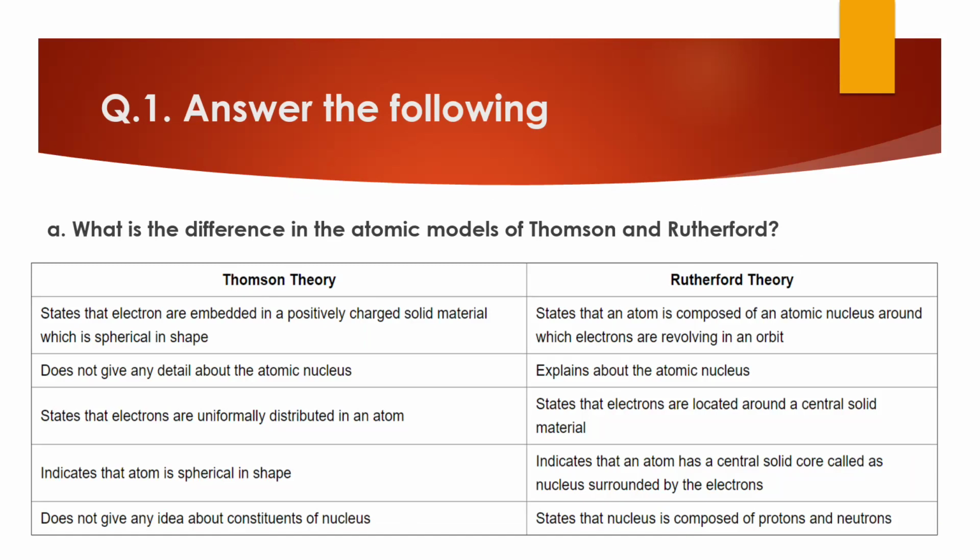model. In Thomson's atomic model, electrons are embedded in a positively charged solid material which is spherical in shape. So he has said that the electrons and protons are present everywhere in the spherical shape of an atom. But Rutherford states that an atom is composed of an atomic nucleus around which electrons are revolving in an orbit. Thomson's atomic model does not give any detail about the atomic nucleus.